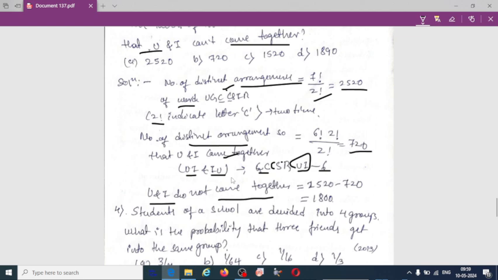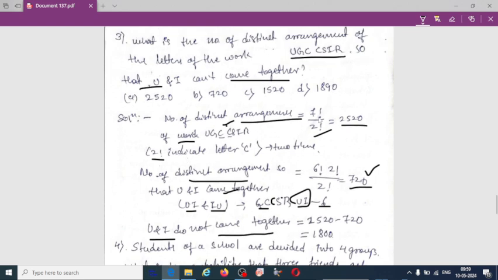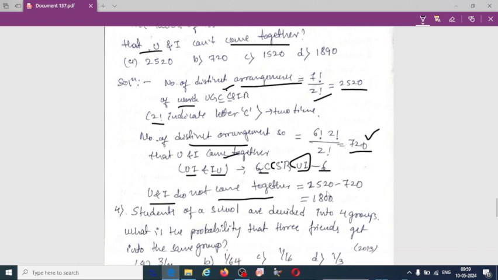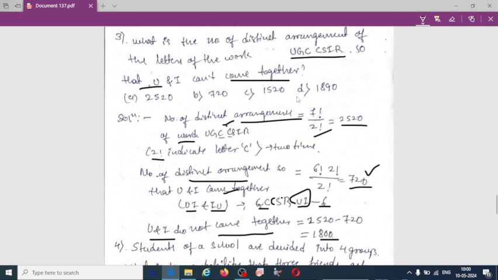So this is the value of U and I coming together, and the total number of distinct arrangements of the word we have is 2520. If we subtract, we will get 1800. So U and I don't come together in 1800 ways. So option D is correct.